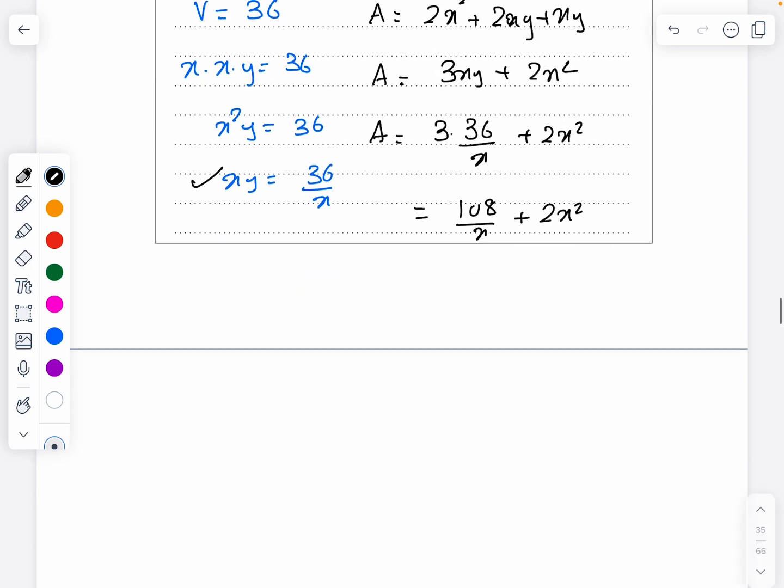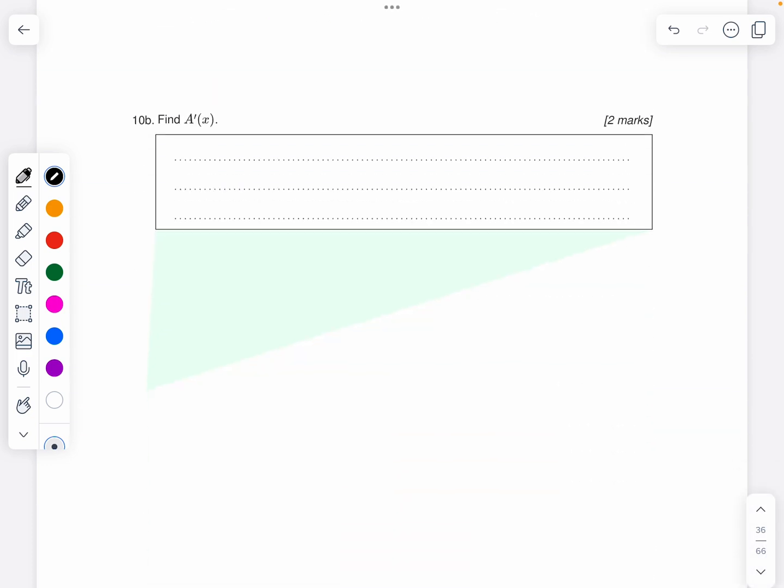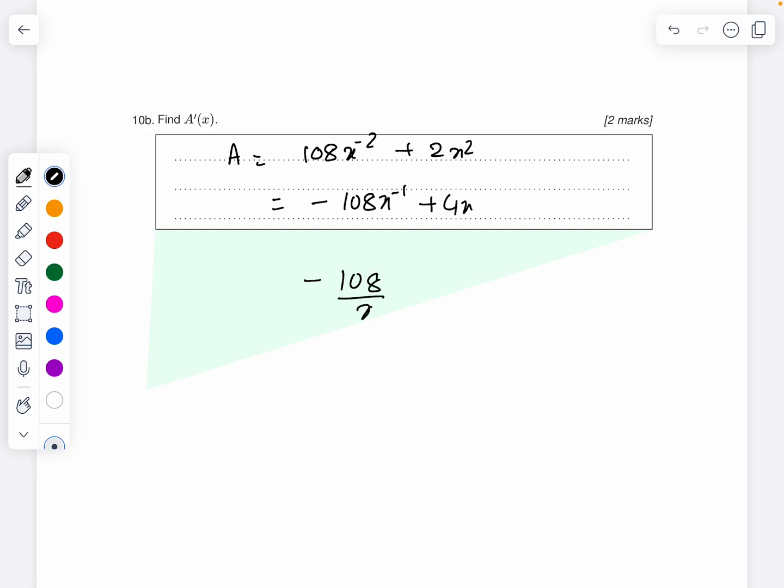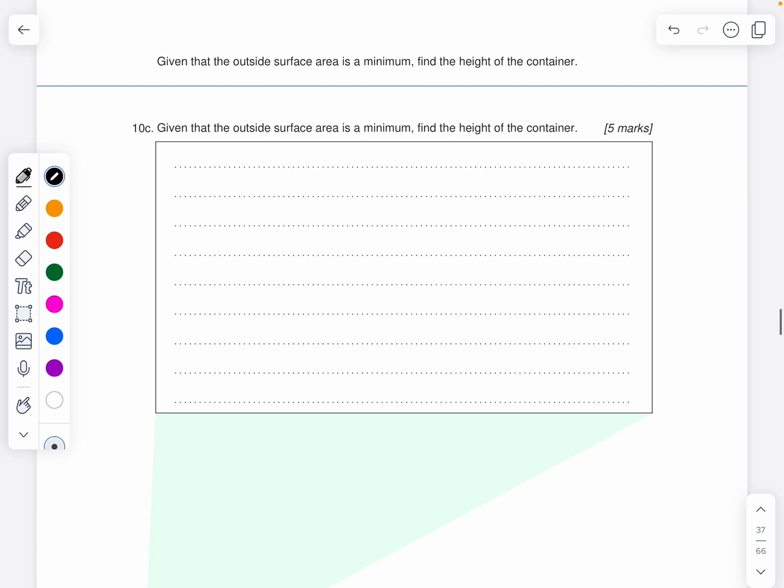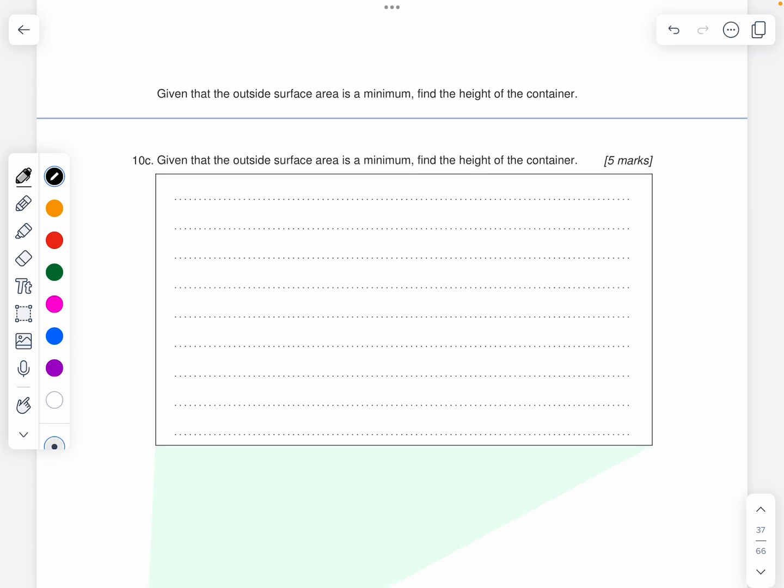That's the area. Next, find A prime x. So area is 108 x to the power of negative 1 plus 2x square. Its derivative will be minus 108 x to the power of negative 2 plus 4x, which is going to be minus 108 upon x square plus 4x. That's going to be the A prime x.